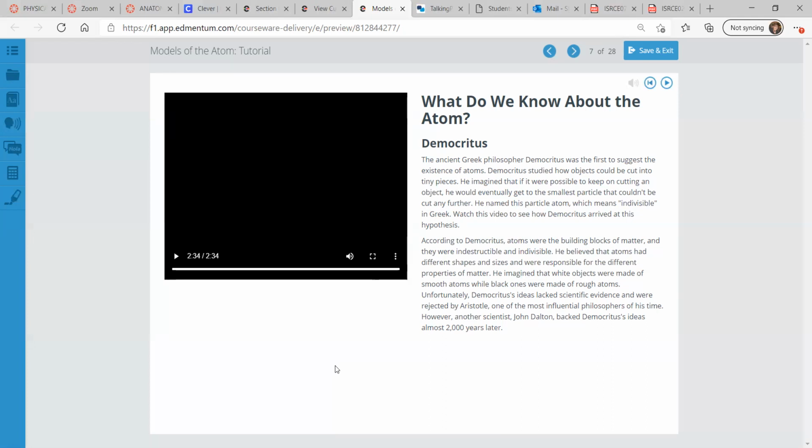Unfortunately, his ideas lacked evidence and were rejected by Aristotle, who was one of the most influential philosophers of his time. However, another scientist, John Dalton, backed Democritus's ideas almost 2,000 years later.